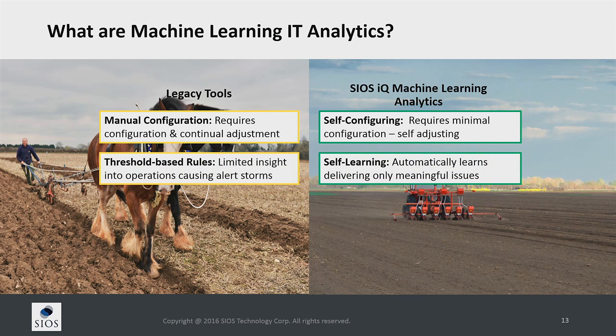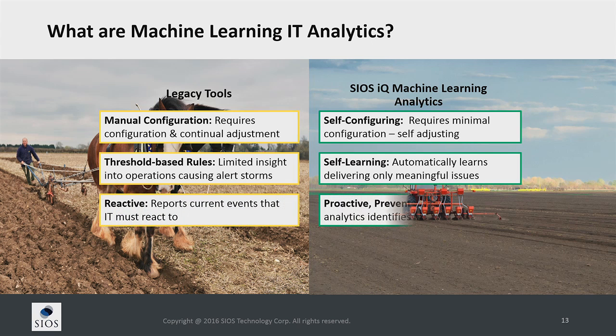The threshold-based system, as I mentioned, provides no insight into the operating environment, but generates a bunch of noise and, as a result, a storm of alerts. However, a self-learning system is able to automatically learn the environment and deliver the most meaningful information to you, with prioritization and recommendations.